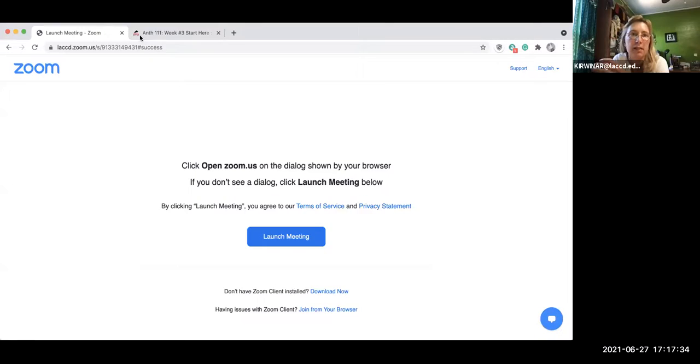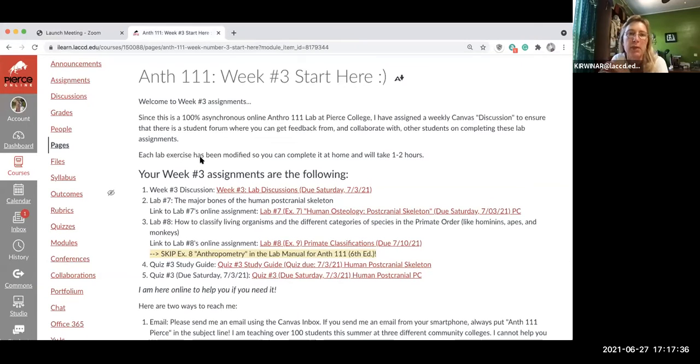What I'm going to do is show the week 3 page I created so you know what's going on, and then I'm going to get started with part 1 of the lab 7 exercises. So let's share screens here to my browser. There we go. That's what I want to see.